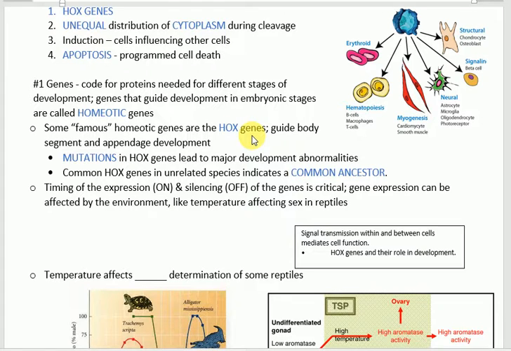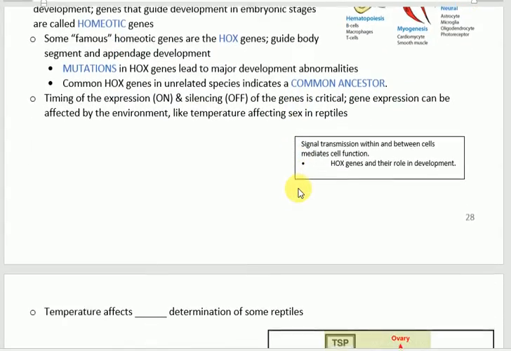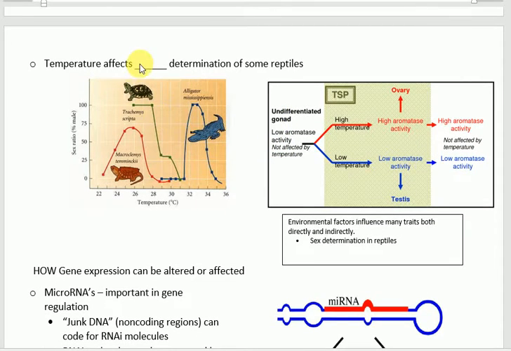So the timing of the expression, which is when they're on, and the silencing, which is when they're turned off, of the genes is critical. Gene expression can be affected by the environment, like temperature, etc. So scientists know that temperature can actually affect the sex determination of some reptiles. Make sure that you can read these graphs, with sex ratios and temperature, between the turtles and the alligators, etc. And this chart is basically telling you the same kind of thing.